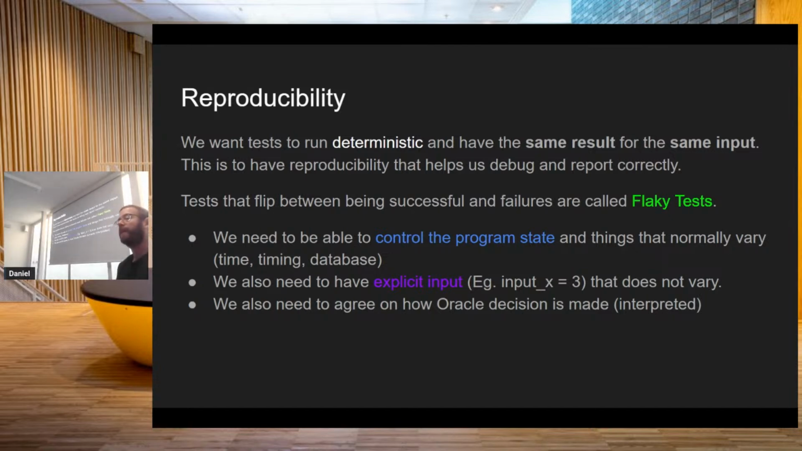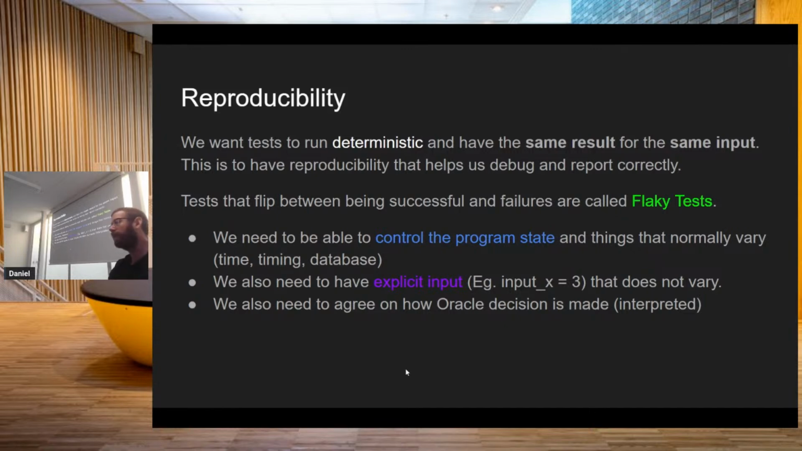And we also need to have explicit input for this. If I have non-explicit input, like input any number, and we run the add test, and one tester is inputting a 0 and another is inputting a 1, they come up with different conclusions, right? So by having explicit input, both will come up with the same conclusion that add has a bug in it. We also need to agree on how oracle decisions are made, right? We need to have the same agreement on what is correct behavior.